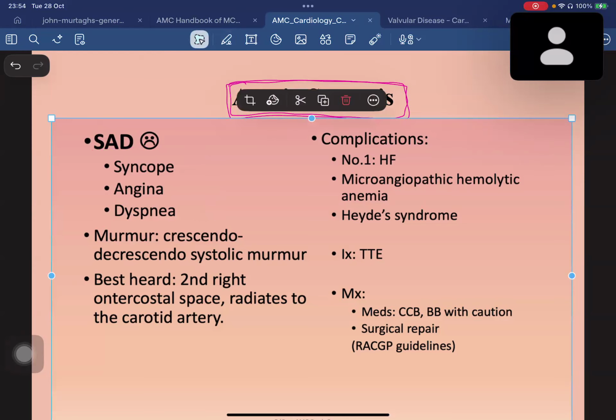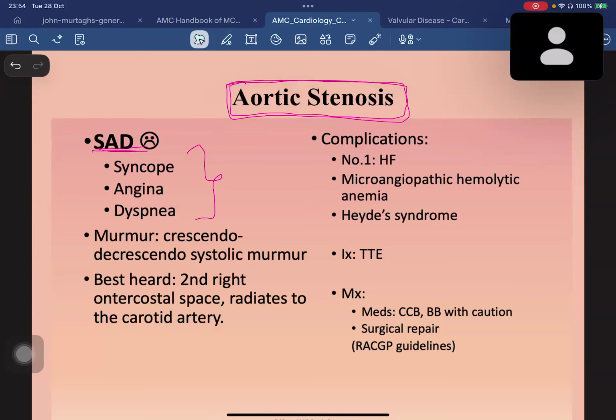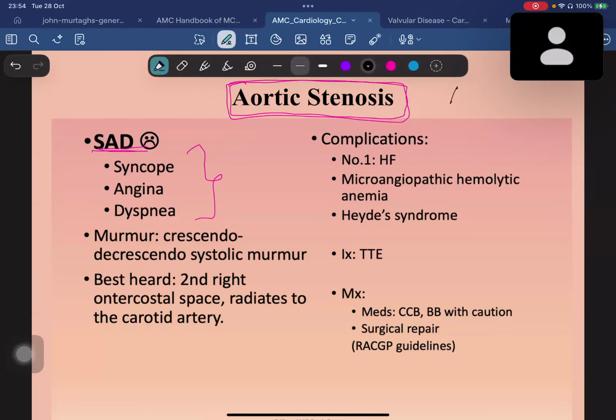And in this, like I said, ARMS, I would just write ARMS and see aortic stenosis is not at rest.